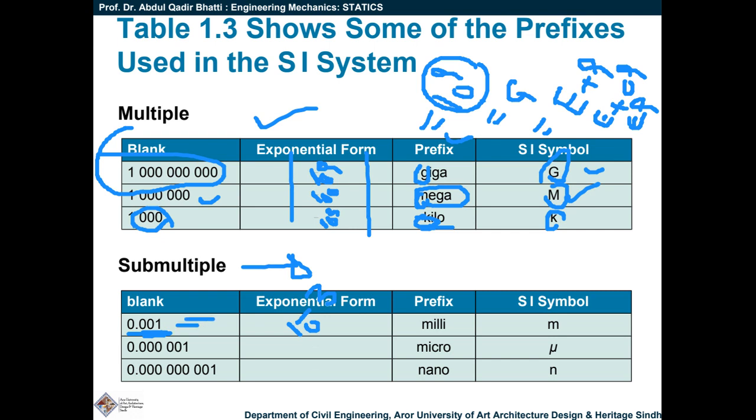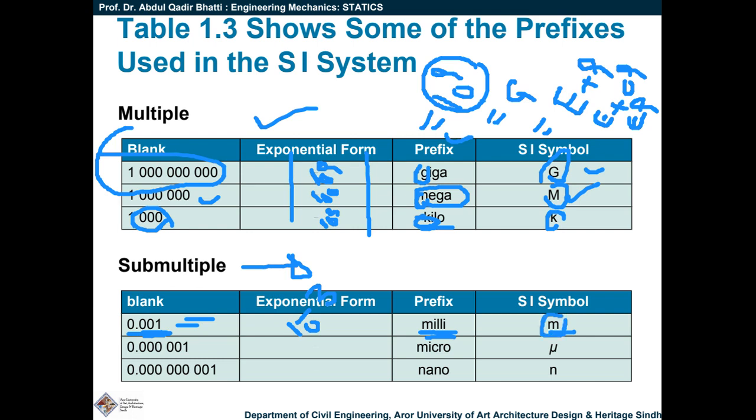0.001. What does it mean? Milli, it's a milli, not a meter. It can be milliseconds, it can be a millimeter. So it's a milli. Milli means 10 to the power -3. So normally we use m, okay? This is confusing, maybe sometimes we use m for meters also, okay?